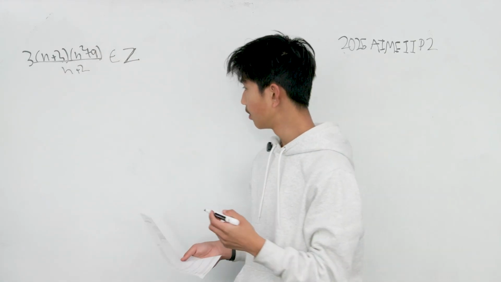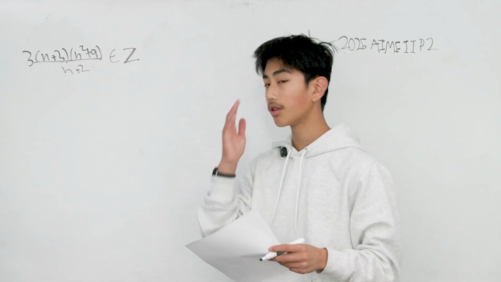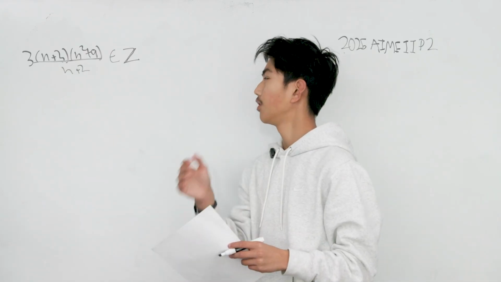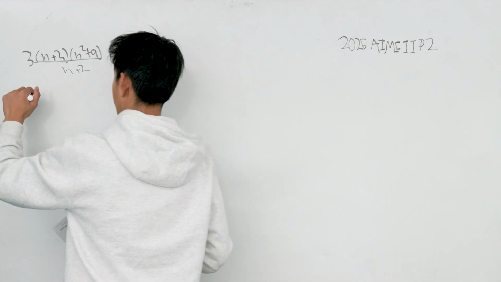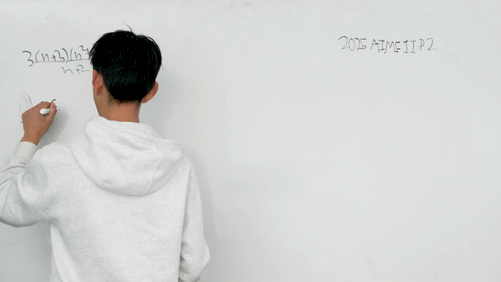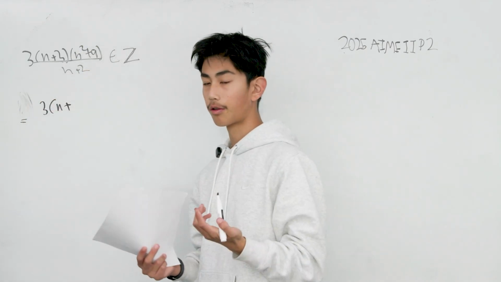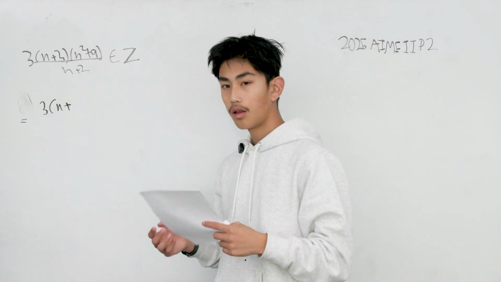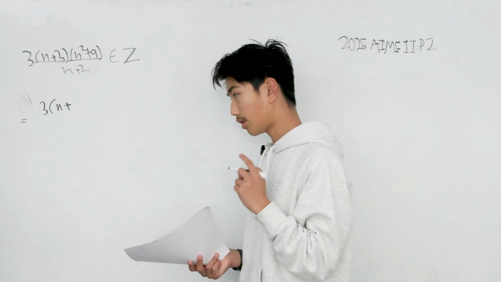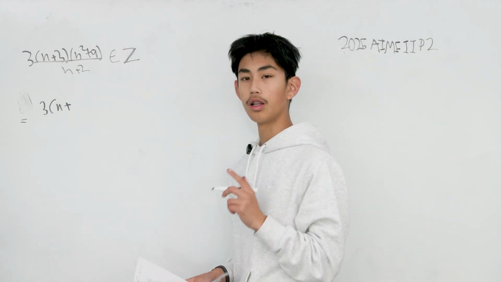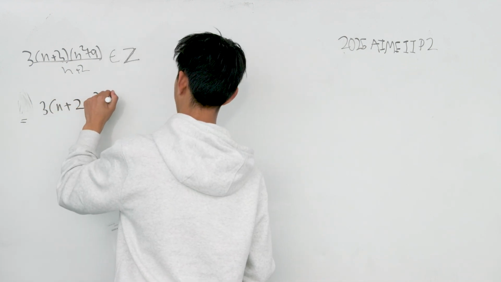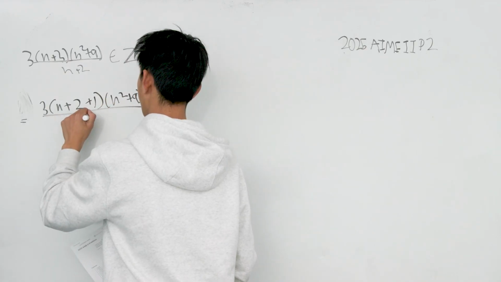So the first step we can do is a pretty interesting one, because it requires some amount of insight, since this is not something you typically do. This becomes 3 times (n+3)(n² + 9) over n+2. We know that we have an n+2 here, but we have n+3. However, we can cleverly see that 3 is equal to 2 plus 1, so we write n+2 plus 1, times (n² + 9), over n+2.